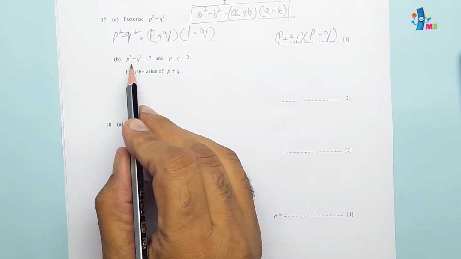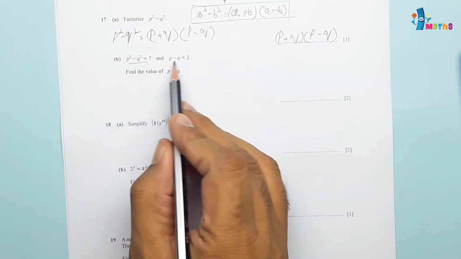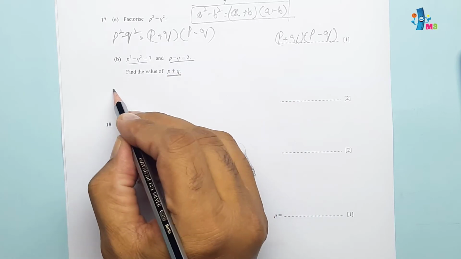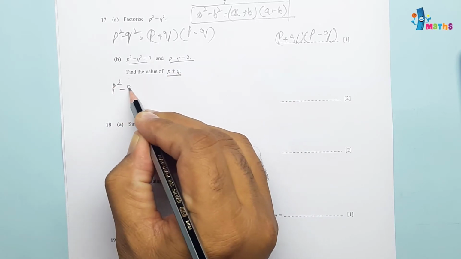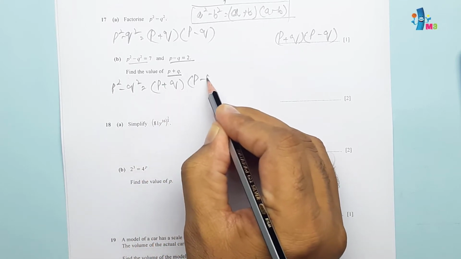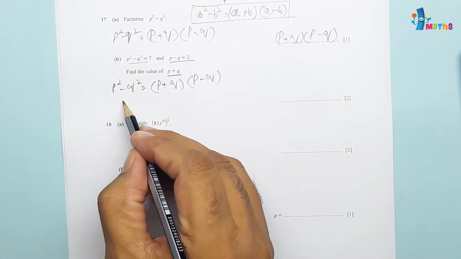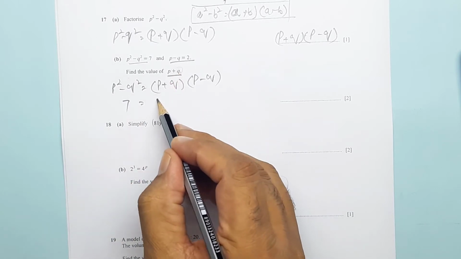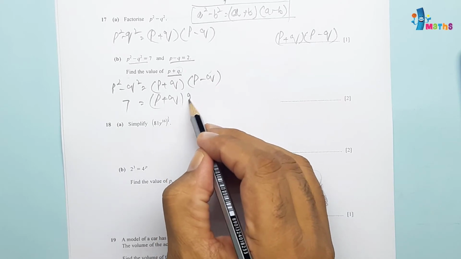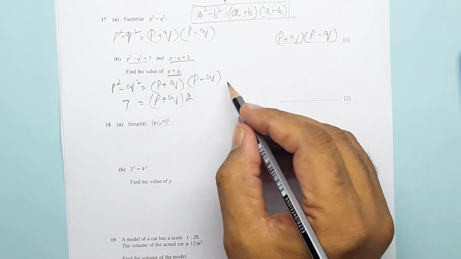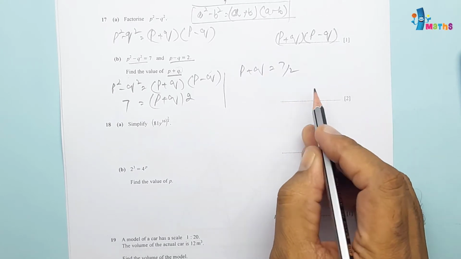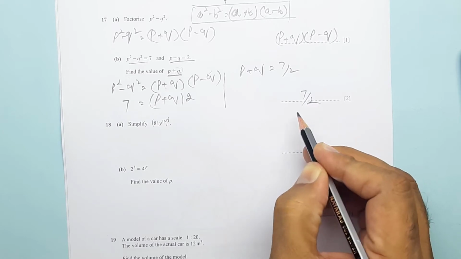So for the b part, p square minus q square, they have given these values, and we have to find this one. So the same formula we will use. We will write here p square minus q square is equal to p plus q and p minus q. So this value 7 is equal to this value we have to find, as it is, and this value is 2, so we'll write here 2, and 2 we can shift to this side, so we will write p plus q is equal to 7 by 2. So our answer will be 7 over 2.